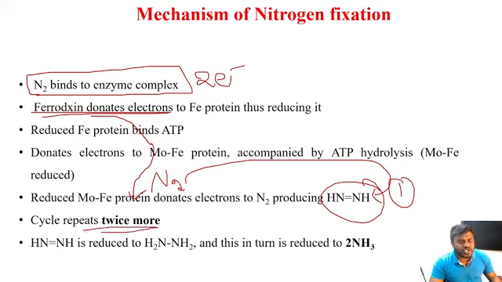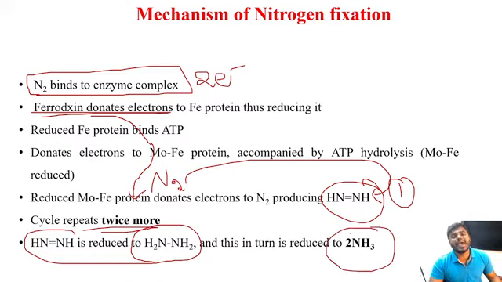Then the cycle repeats twice more. In the second step, we produce NH2. In the third step, we produce NH3.